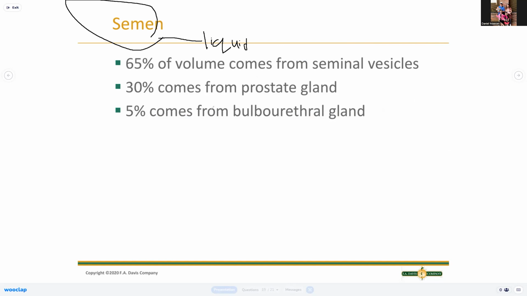just to get rid of, right? Like, get rid of the acidity and any debris, anything left from urine in the urethra for men.